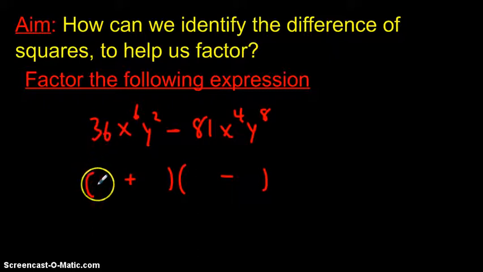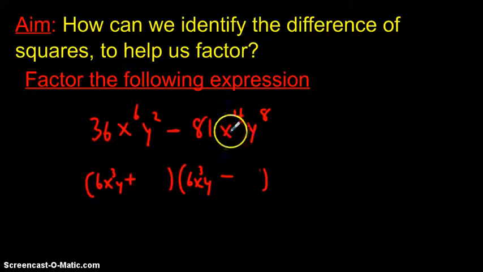The square root of 36 is 6. The square root of x to the 6th is x to the 3rd, and that's because x to the 3rd times x to the 3rd is x to the 6th. That's the definition of square root. The square root of y squared is y. So this gets the same value, because this times this will be this.